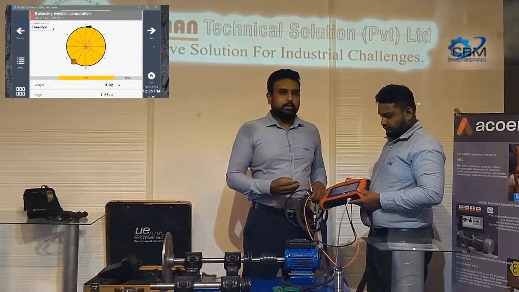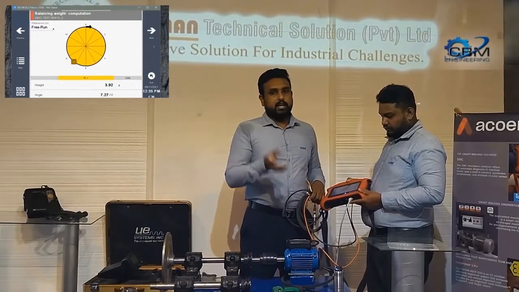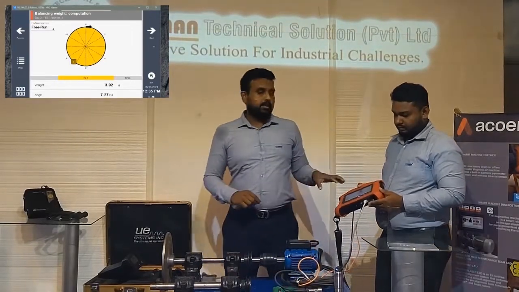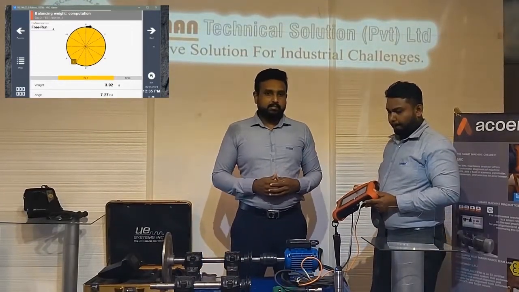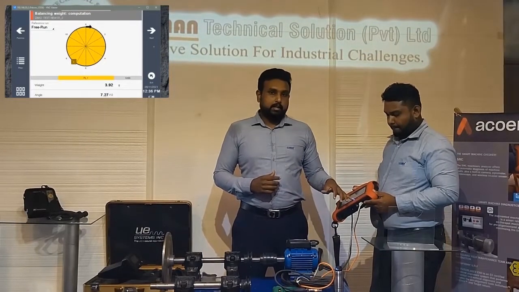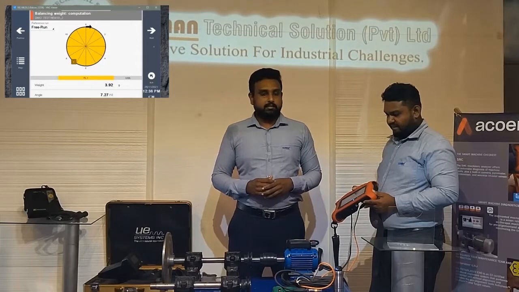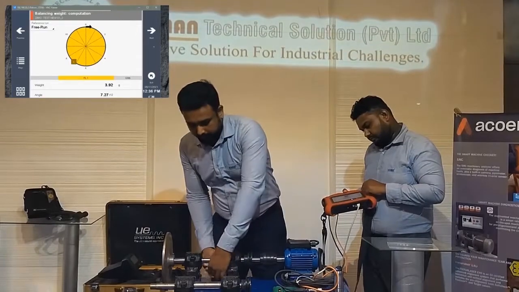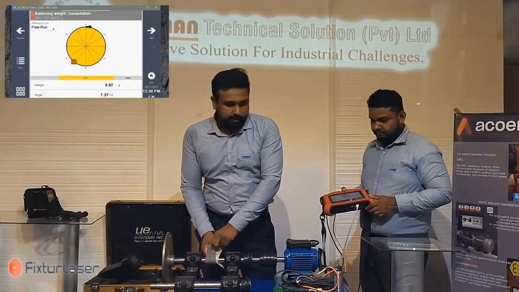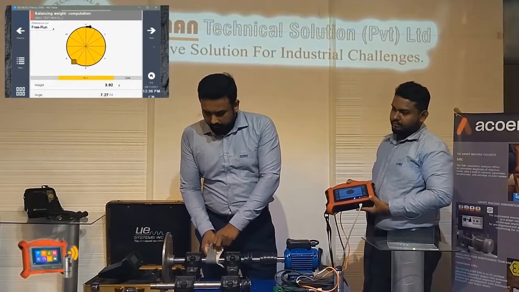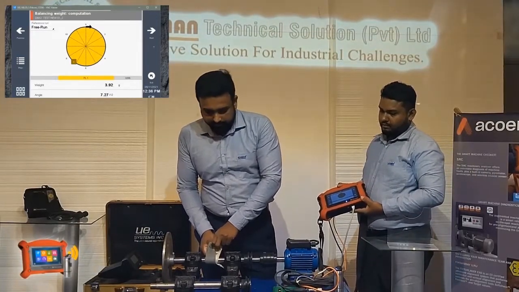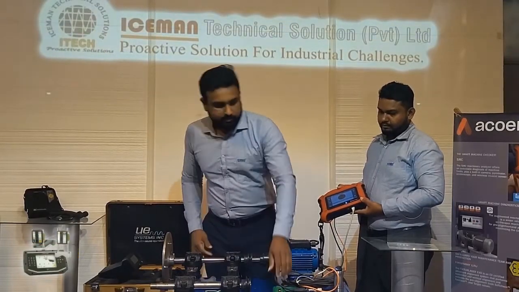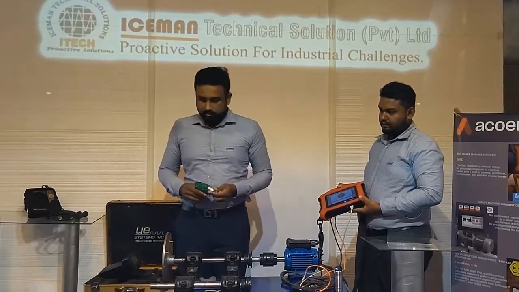So in industry sometimes we can add the weight at the correct angle, but here the nearest point for the balancing weight we want to add is angle 7. Now the balancing module tells the angle and the correct weight to balance the disc correctly. This weight is called the balancing weight.